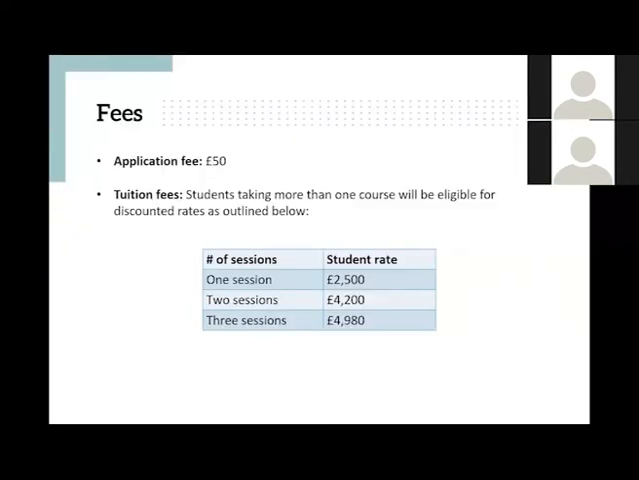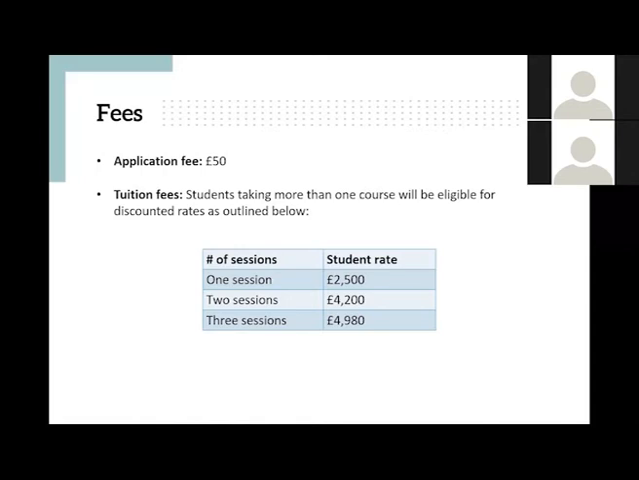Okay, and finally on to summer school fees. So there is an application fee of £50 that goes towards us processing and assessing the application. And then the tuition fees you'll see on screen there, so £2,500 for 1 session, £4,200 for 2 sessions, and £4,980 for 3 sessions. So as you'll see, there are discounts if you take more than 1 course, and obviously if you're with us for 3 sessions, that 3rd session is actually really heavily discounted by that point.